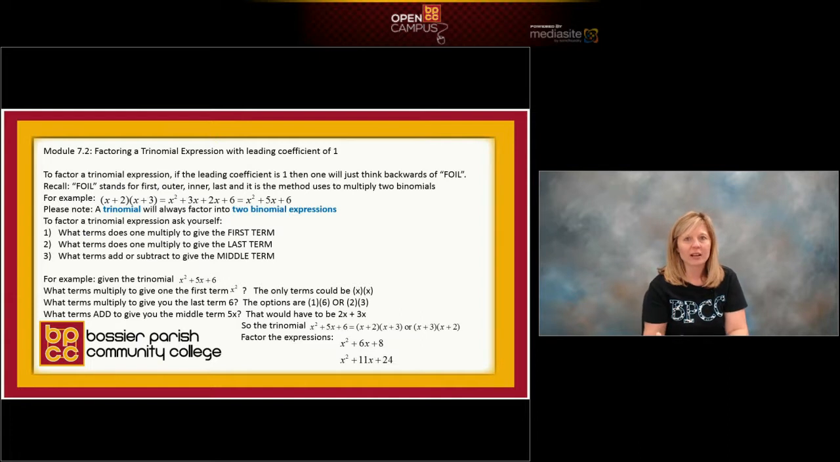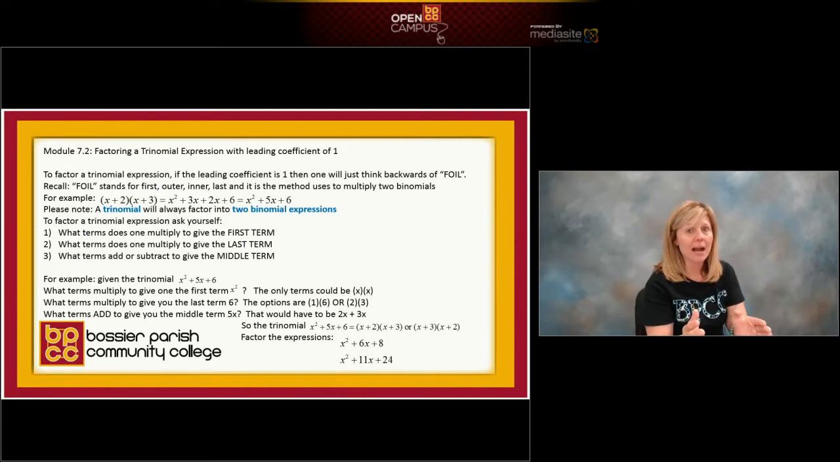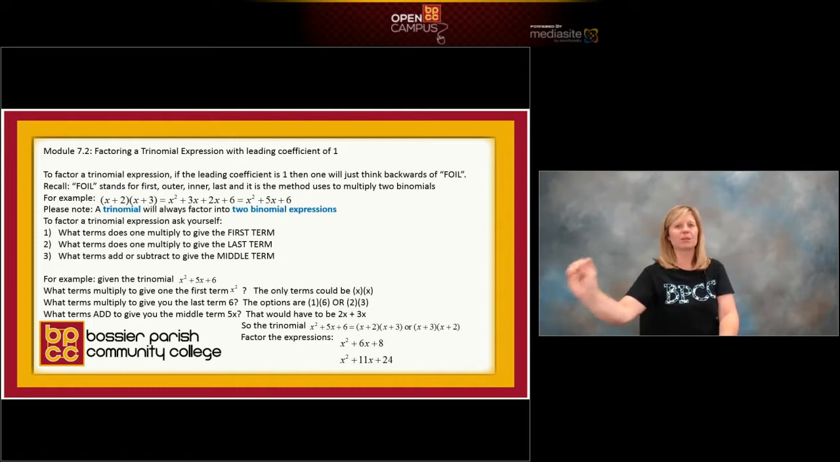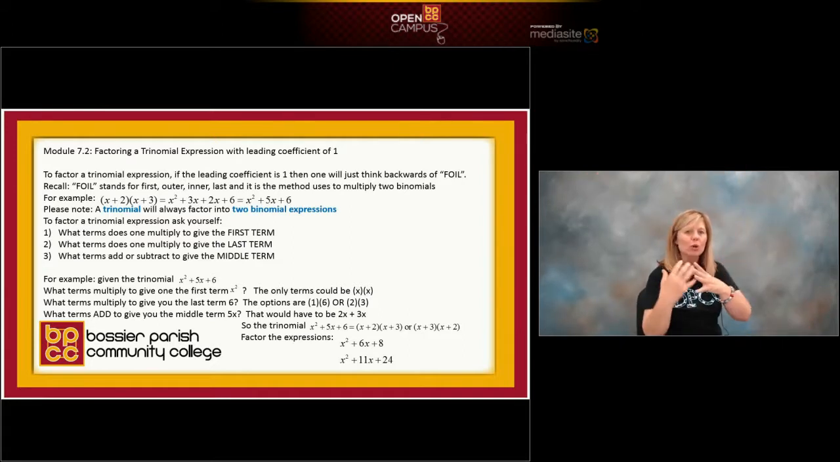Now, I want you to think. Factoring means to rewrite as multiplication. We just saw if I take a binomial, 2 terms, x plus 2, and multiply to a binomial x plus 3, I get a trinomial x squared plus 5x plus 6. Today we want to go backwards. I'm going to give you that trinomial x squared plus 5x plus 6, and I want those 2 binomials. So that's what we're doing. We're actually thinking backwards of FOIL.